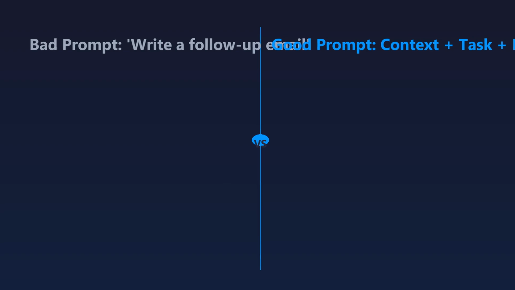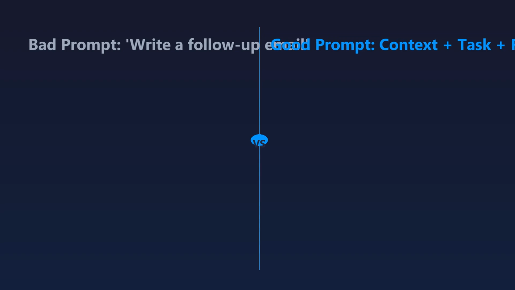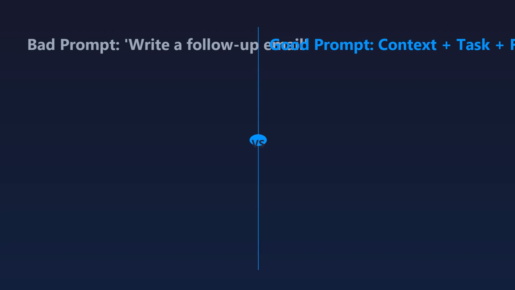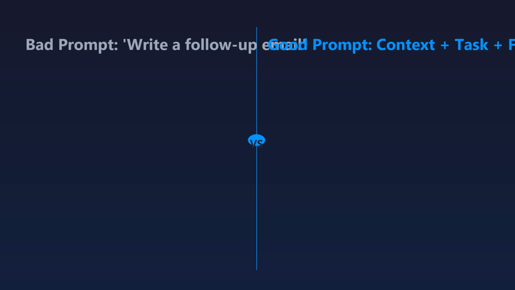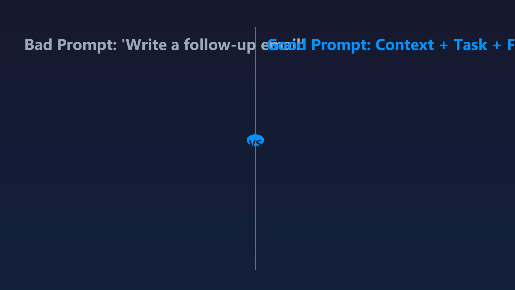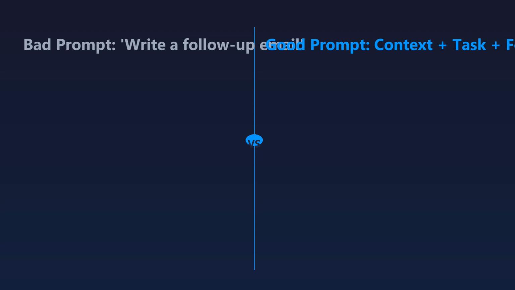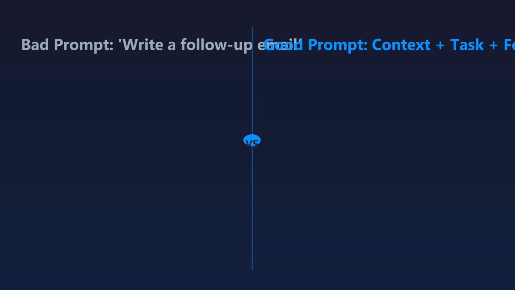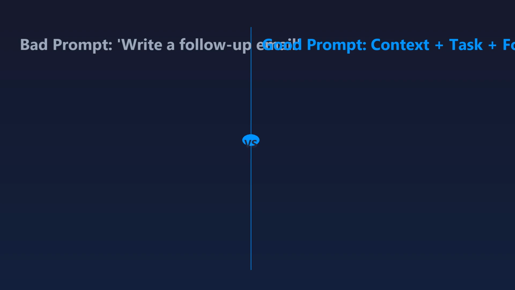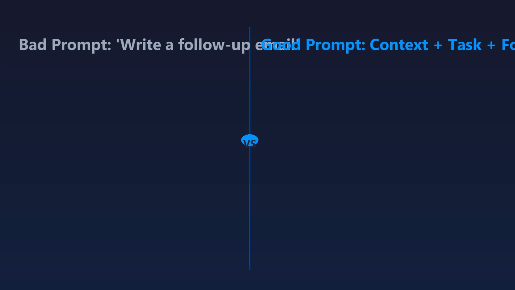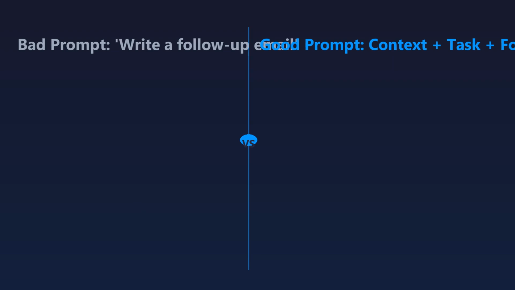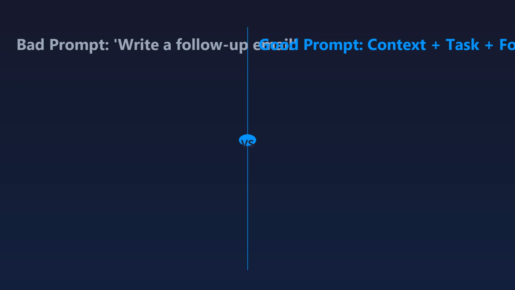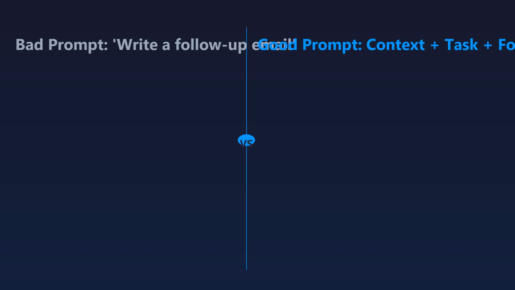Now here is the same task with CTFC applied. Context, I am a business owner who just had a 30-minute call with a potential client. They were interested but mentioned their budget is tight right now, and they have a board meeting next Tuesday where they will make a decision. Task, write a follow-up email. Format, keep it under 150 words, professional but warm, no bullet points. Constraints, do not be pushy, do not mention price, focus on making it easy to say yes. What you get back is specific, it sounds like you, it acknowledges the board meeting, and it actually moves the deal forward. Same tool. Completely different result.